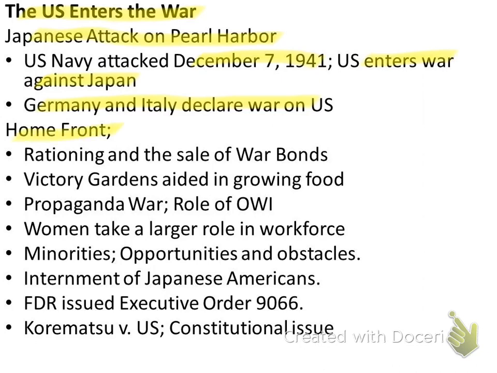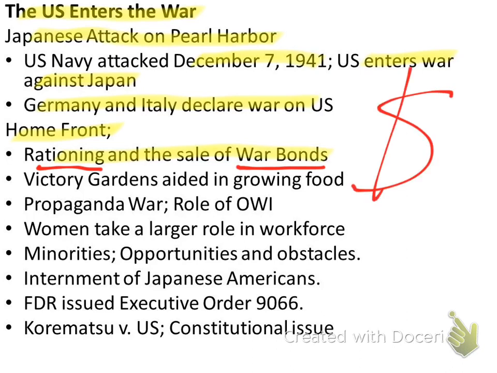On the home front, we will see something similar to World War I. We had rationing and the sale of war bonds. Those are not the same things. Rationing was the conservation of goods, whether it be oil, gasoline, nylon, food, doesn't really matter. And so people were allowed to buy a certain amount per week or per month. It depends on the item and other variables. War bonds, of course, were sold in order to raise money in order to pay off the war.